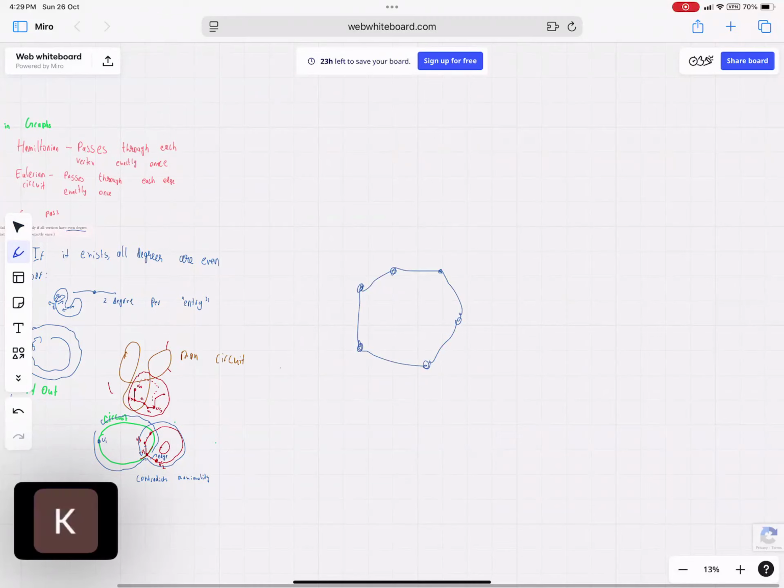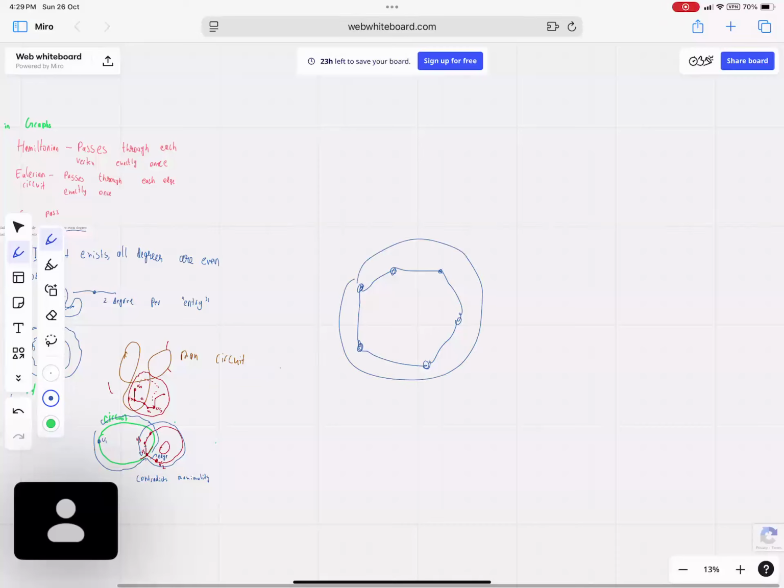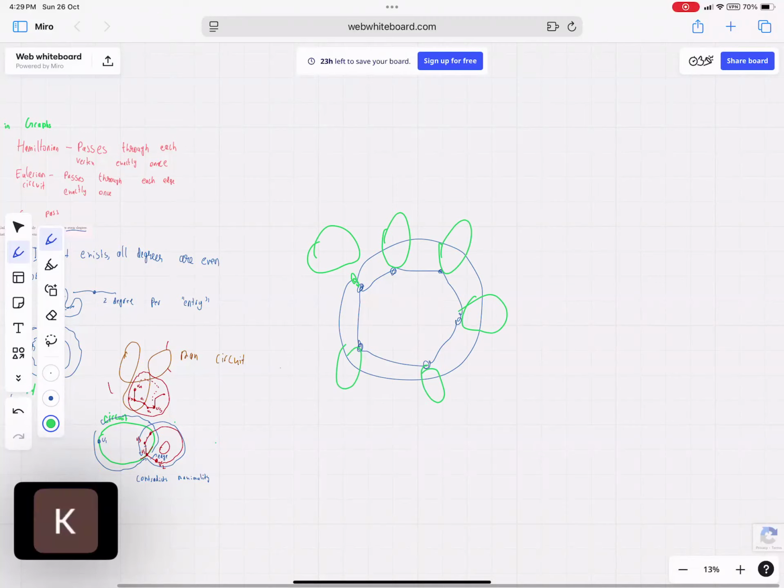Now our assumption is, so what we do is we delete the cycle. Now we are left with some subgraphs which were connected. Now in each of them, by induction, we have an Eulerian circuit, inducting on the number of edges. Then what we do is, our cycle.